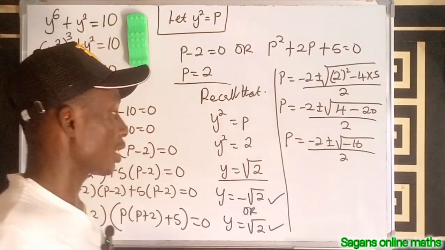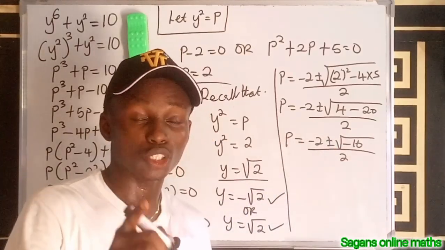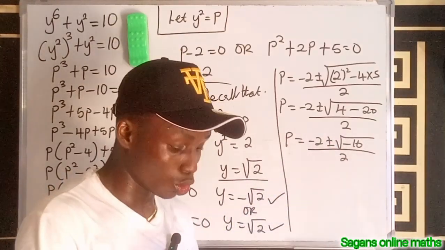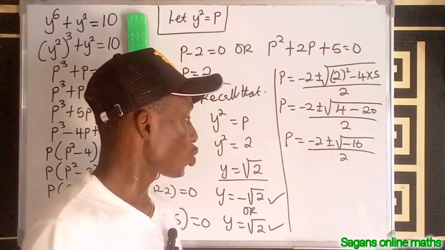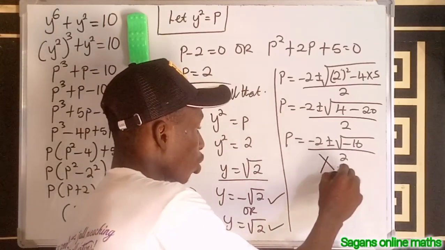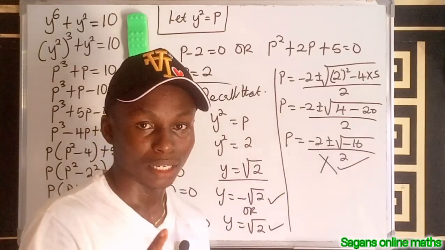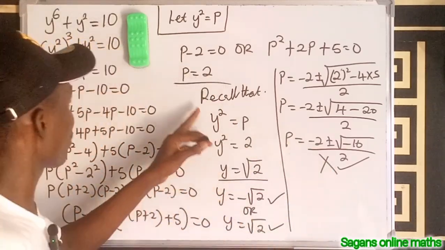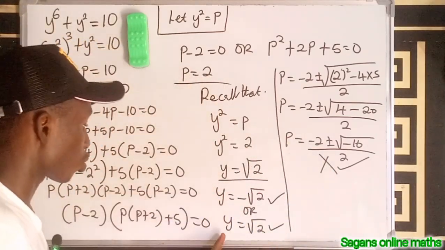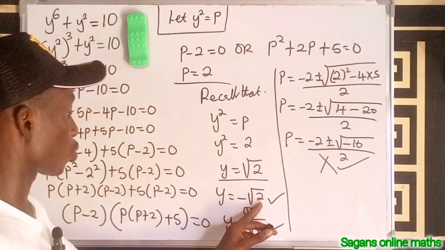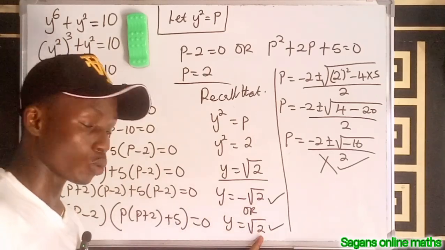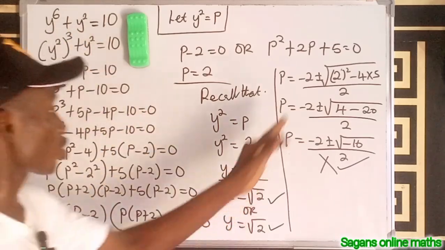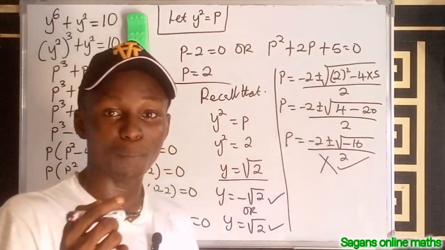Now this is what I'm saying. This solution will take us to a complex unit, because having a root of minus 16 is a complex solution. So there's no need of you stressing yourself going this way, because you're going to have a solution that's undefined. It cannot be substituted to give a definite solution. So when p is equal to 2, it gives us a definite solution. That means y is equal to minus root 2, or y equal to root 2. And these are the solutions to this question, as you can see. But solving it this way will take us to a complex solution.